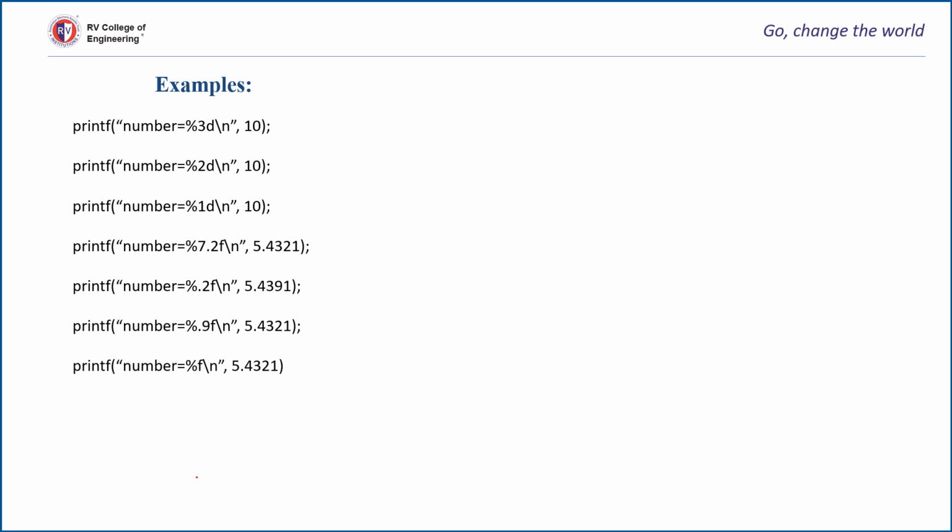We'll just have a look at the example. So here we have number is equal to, so the output will be, I have specified here a minimum width of 3. As I told you before, the output will be right justified. That means you will start filling the number from the right. So this will be the output. For the second one, the output will be something like this: number is equal to, minimum width is 2, start filling it from the right. This is called right justification.